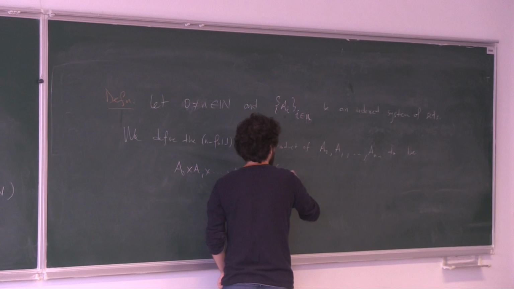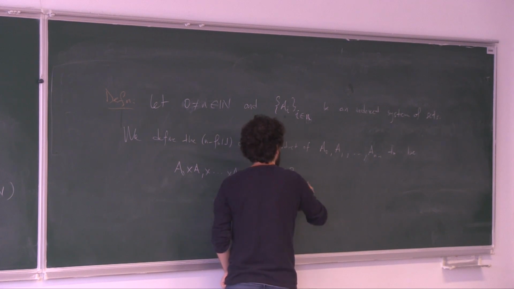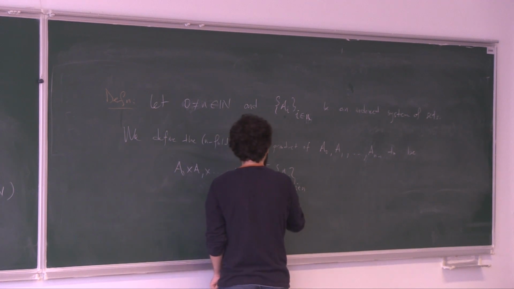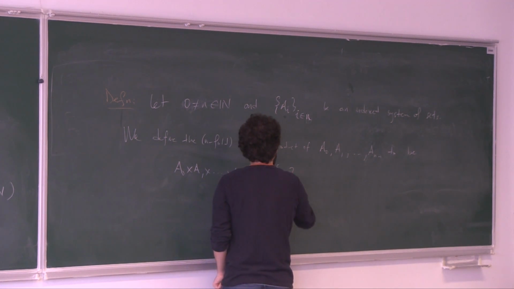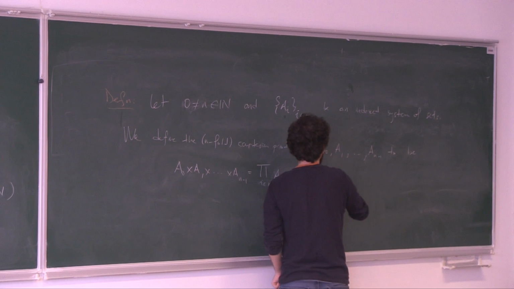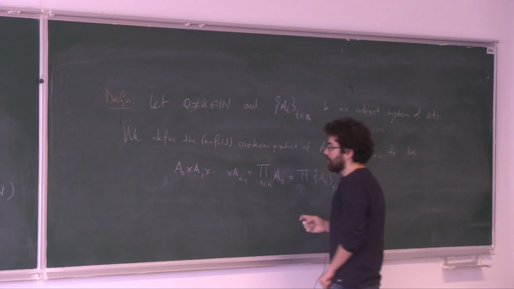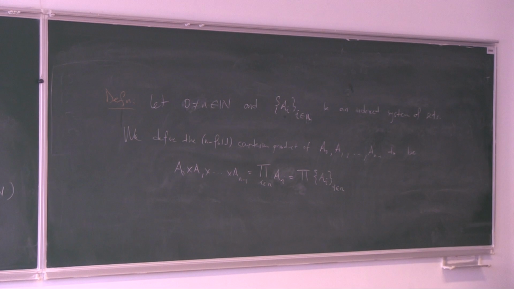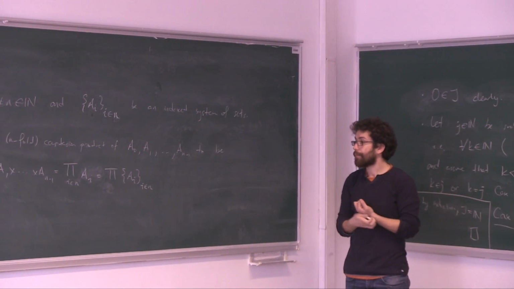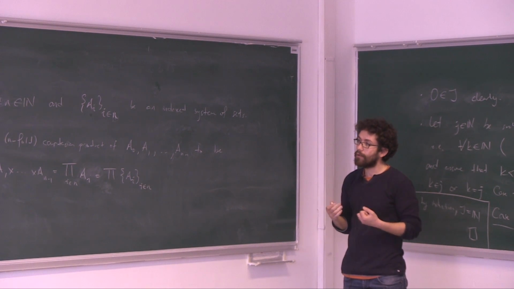You take the product of this index system of sets. We did this, right? Taking the product of an index system of sets. Let me rewrite this in several different notations. Okay, so we define n-fold Cartesian products using the definition of product of an arbitrary index system of sets. Okay?